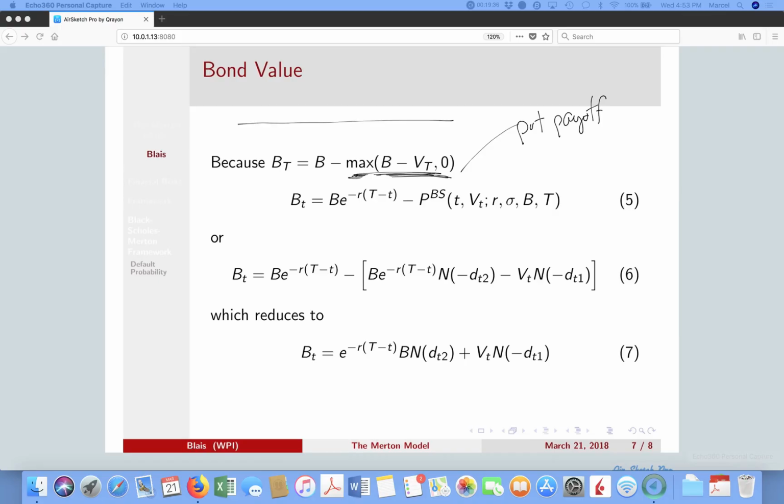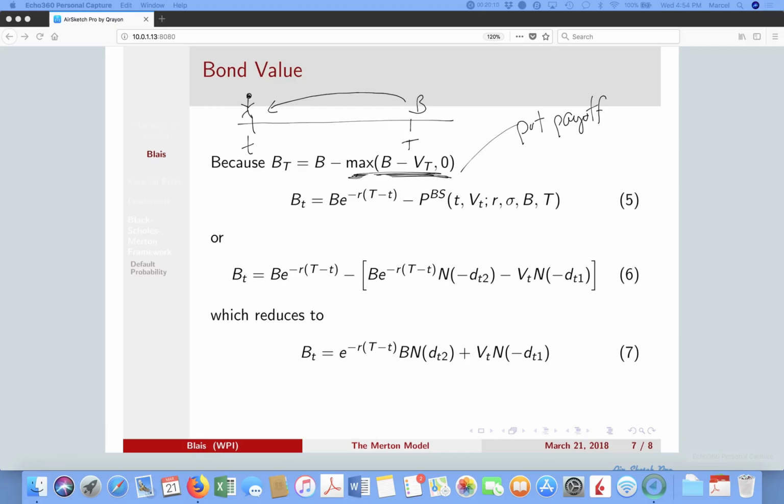So remember, we're standing here at time t. And if we have B dollars at time capital T, that needs to be brought back over that time period from little t to big T. So we're discounting over the amount of time passing between little t and big T. So present value of B dollars at time little t minus the Black-Scholes value for the put option.